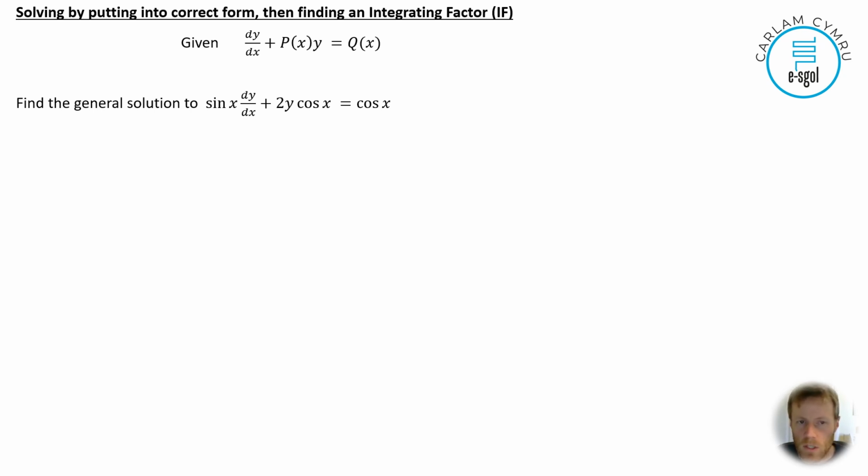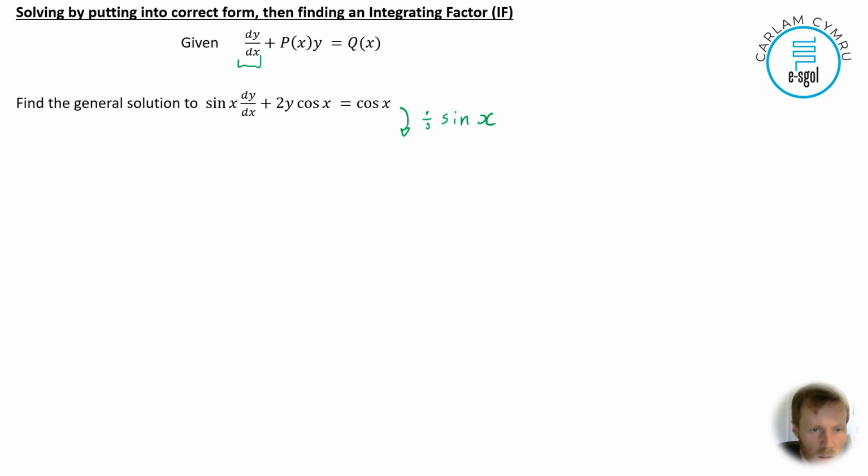Find the general solution to sin x dy over dx plus 2y cos x equals cos x, and we're going to need to find an integrating factor. In this one, it's important to notice that it's not in the correct format. We need a single dy over dx on its own, and we do not have that here. We've got sin x next to it. So what we're going to do is divide everything here by sin x. That should give us the correct form.